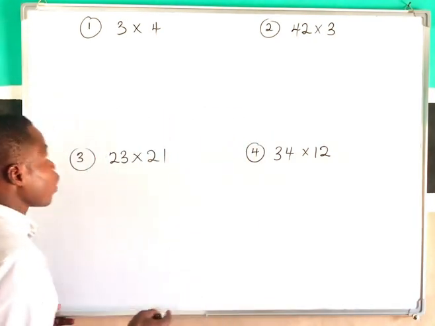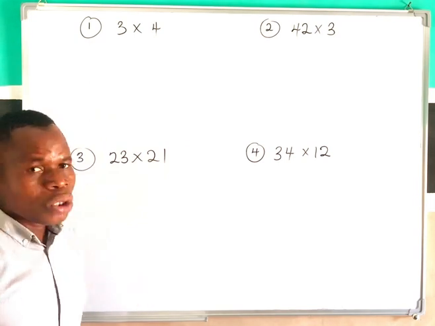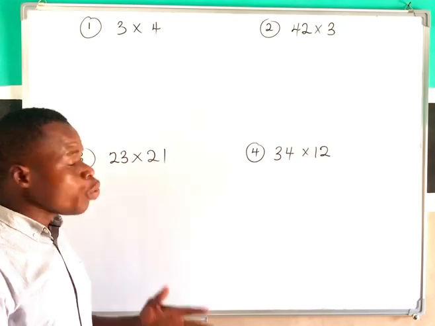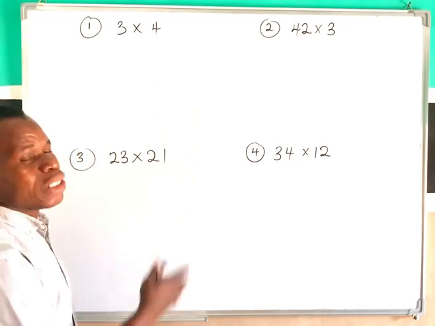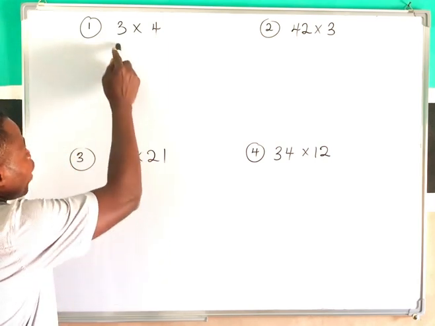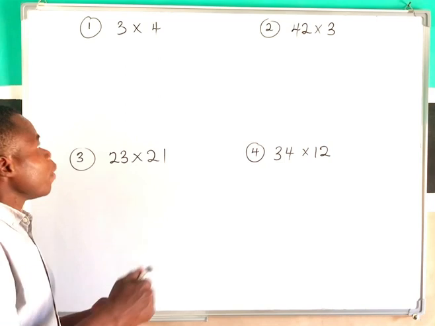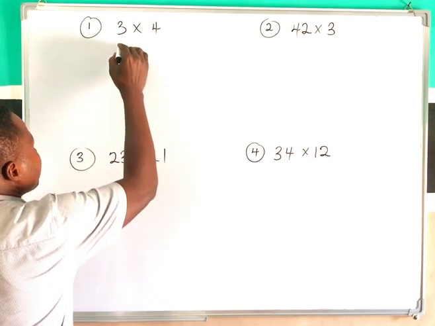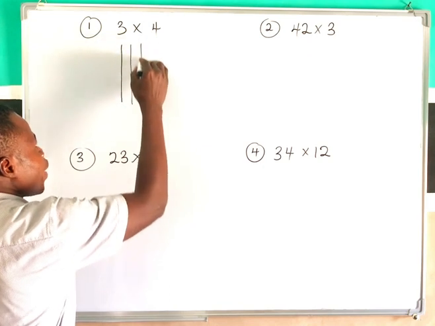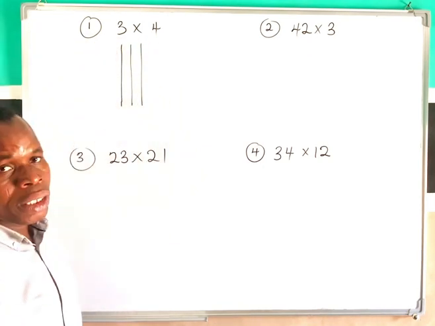Example 1. I have 3 times 4. To use the Japanese method to solve 3 times 4, we use lines to represent each number or each digit. So if I have 3, I'm going to use lines to represent 3. So I will use 3 vertical lines here. First, you draw vertical lines. So I have 1, 2, 3. These 3 lines represent the number 3.